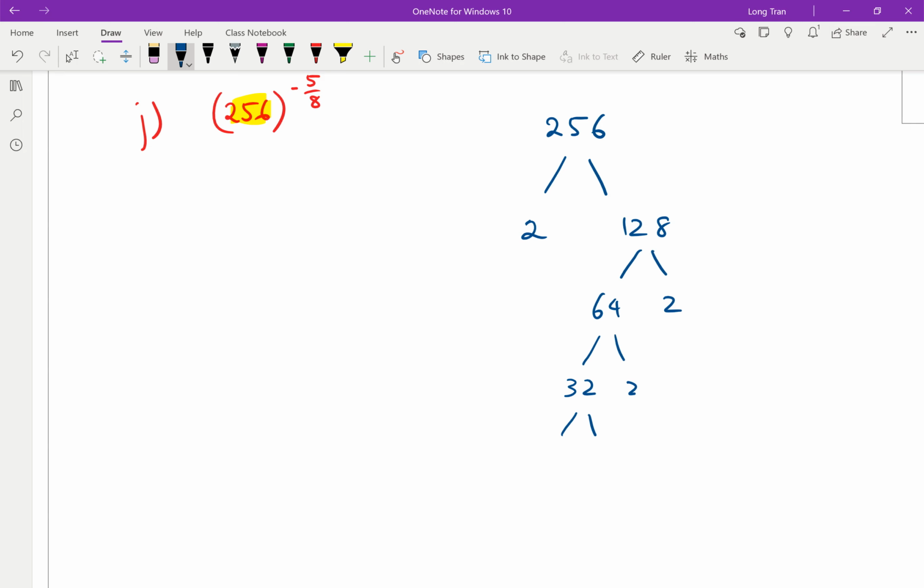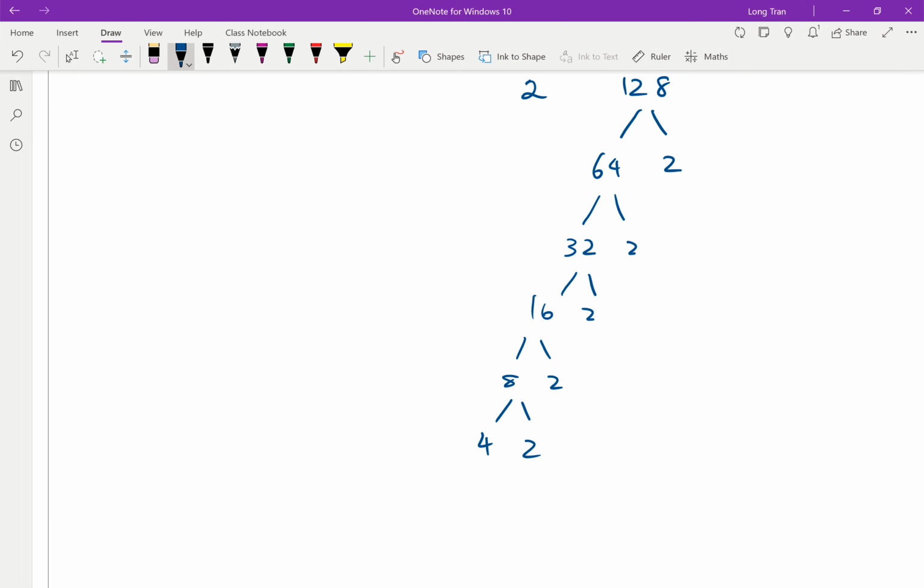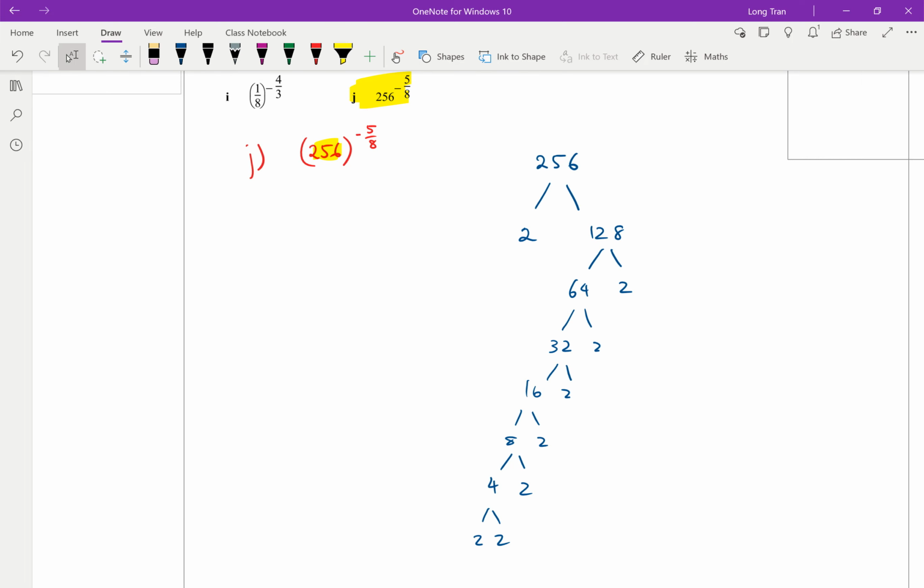16, 15. Good. And you can keep halving. Now, if we keep halving, 16 can be broken up into 8 and 2. 8 can be broken up into 4 and 2. 4 and 4, 2 and 2. Now, that's a massive part, and that's what I teach my year 8s. If they don't know, you can keep breaking it down.